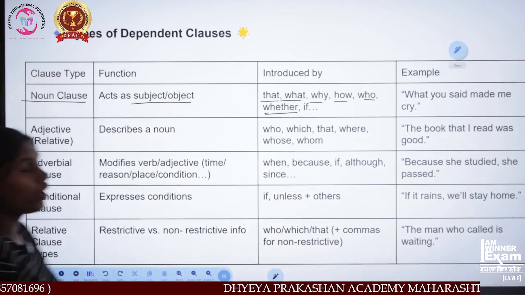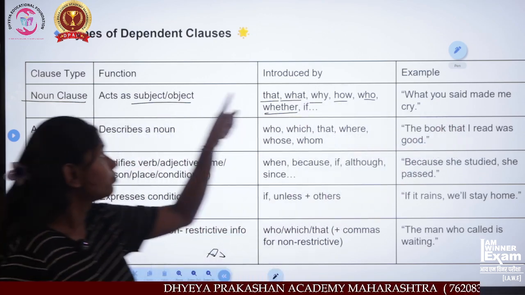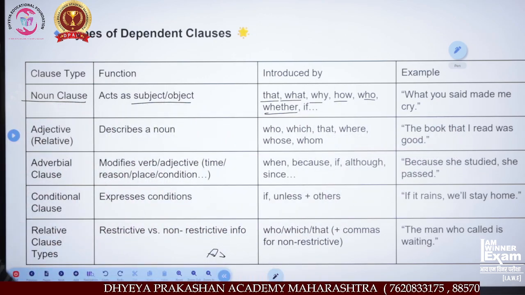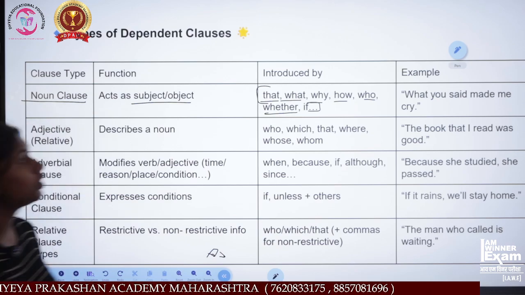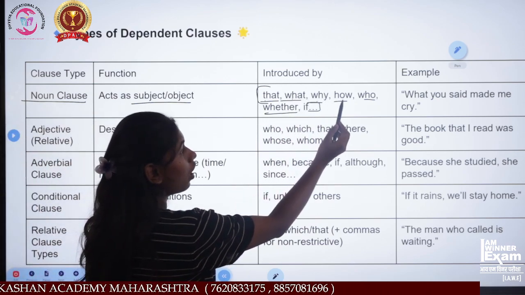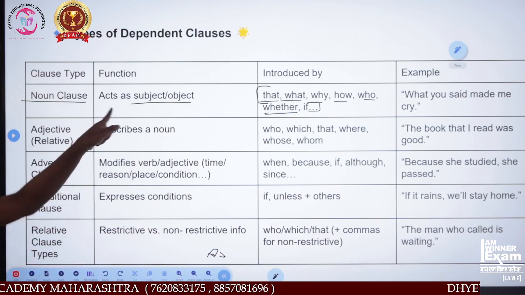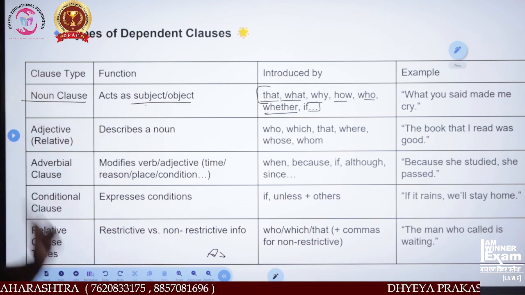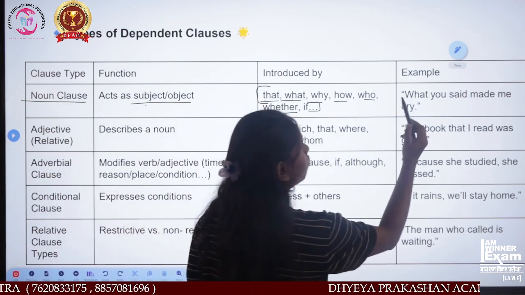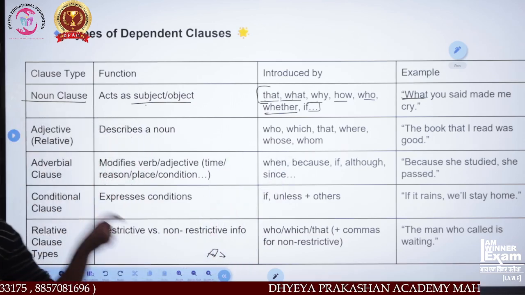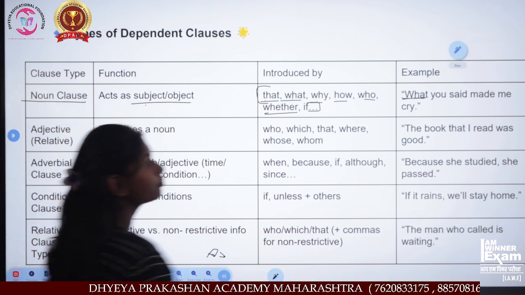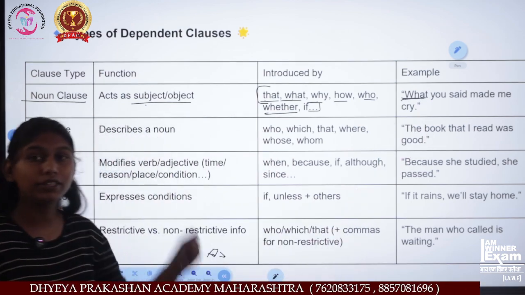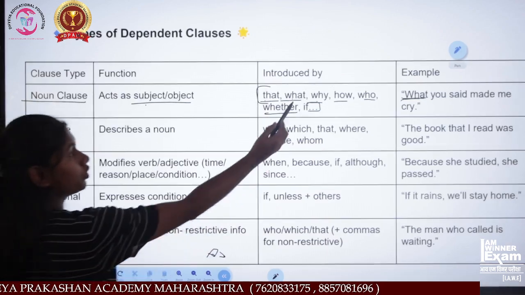Now how will you identify it? This clause is a noun clause by the given words: that, what, why, how, who, whether. It is acting like a subject or object. So here, what you said is a noun clause, because the word what came.